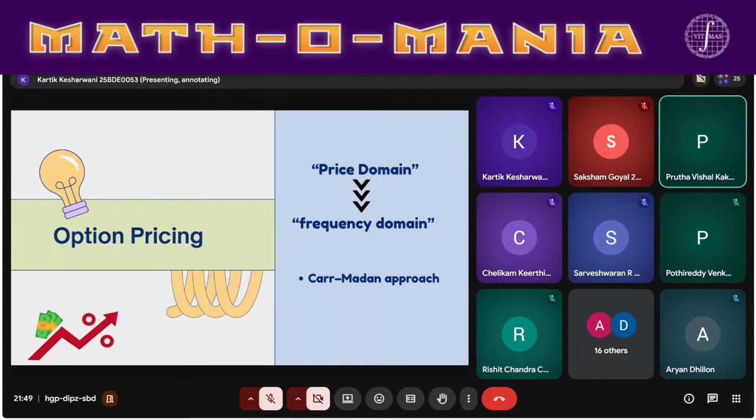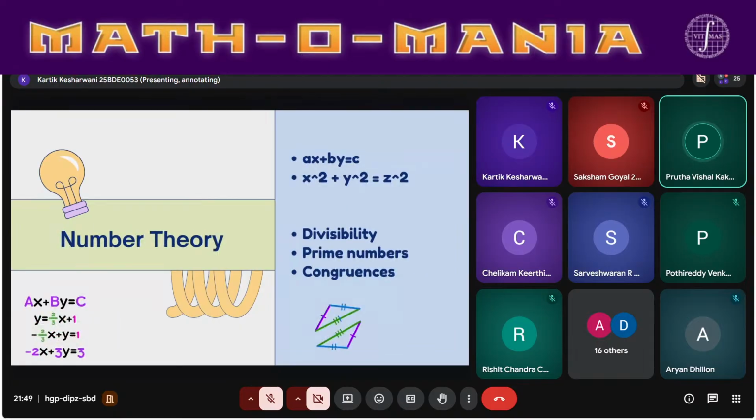Next application is number theory. Number theory is the branch of mathematics that studies integers and their fundamental properties such as divisibility, prime numbers, congruences, and solutions to linear equations. And although these problems are often simple to state, they quickly become deeply complex when we try to understand the patterns like how primes are distributed or how integers behave under modular arithmetic.